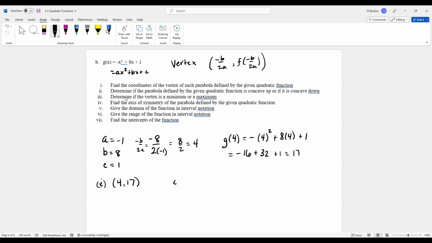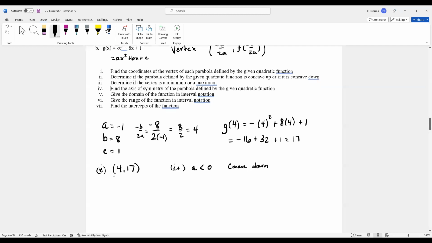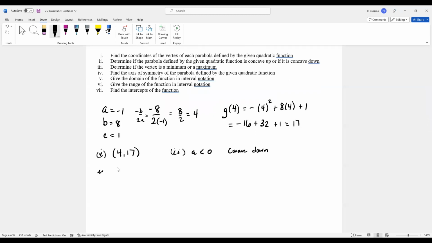All right. Second question. Determine if the parabola defined by the given function is concave up or concave down. Well, in our case, a is less than 0 because it's negative, and therefore this is concave down this time, which means it opens down. If it opens down, then for the third question here, where they ask us about the vertex, it is now a maximum.